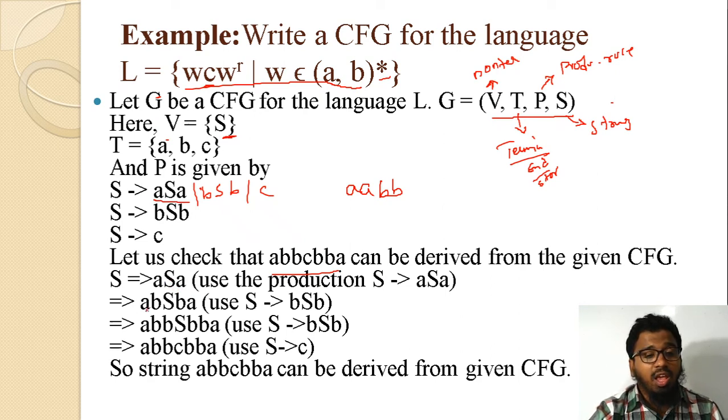Next A B, you can take the tree. Like S is A S B, like this, or you can solve directly like this. First I have taken A as A. Next, in place of this S, I am writing B as B. After that, in place of that S, again I am writing A B B. And at the last S, I can use C to terminate.